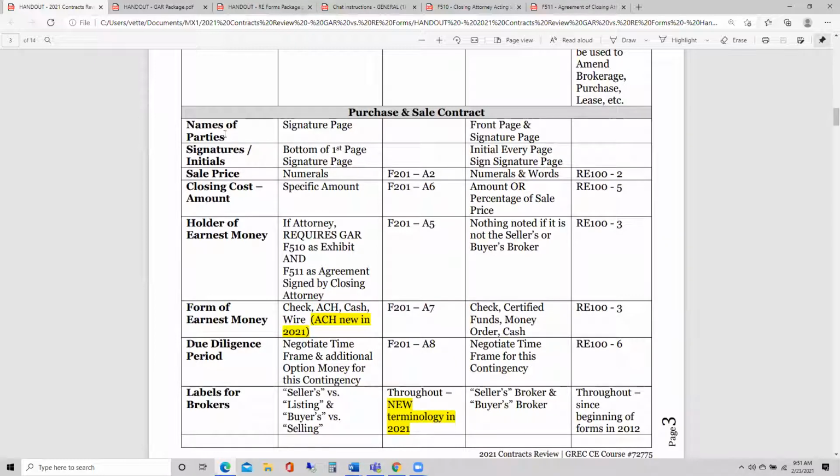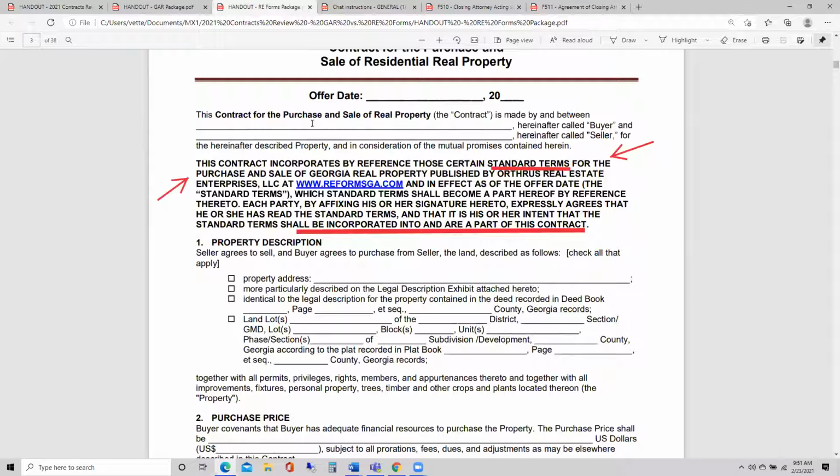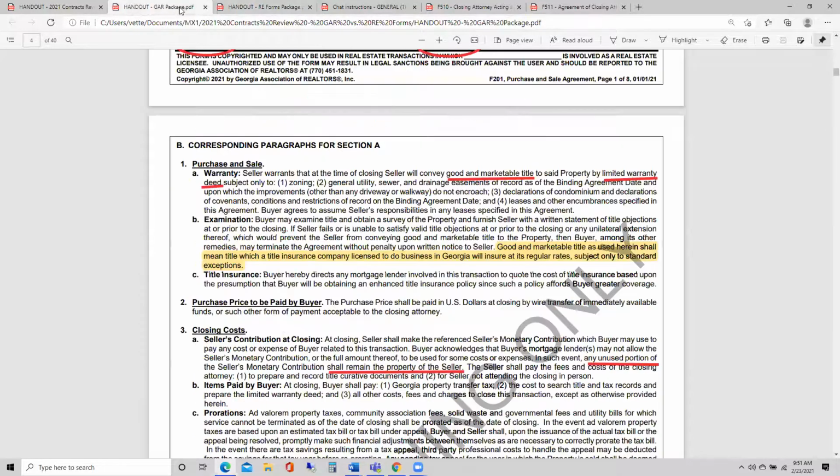Names of the parties. In the GAR, this first column is GAR. Here's the form and the paragraph number. This is the RE forms and where you can find it there. In the GAR contract, the names of the parties are only on the signature page. In the RE forms, the names of the parties are the very first thing after the offer date, name of the buyer, name of the seller.